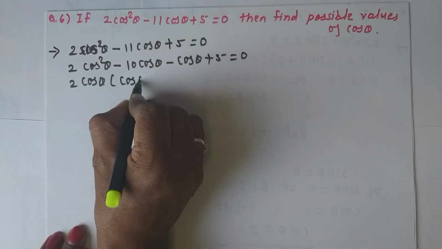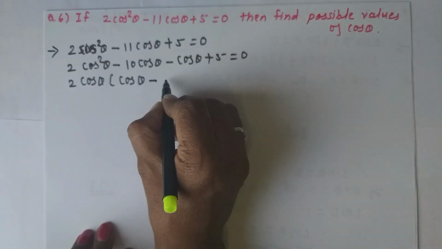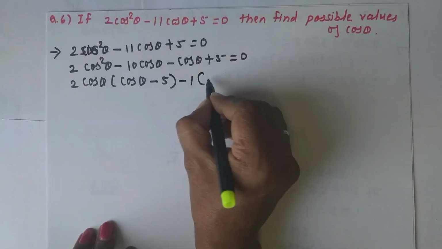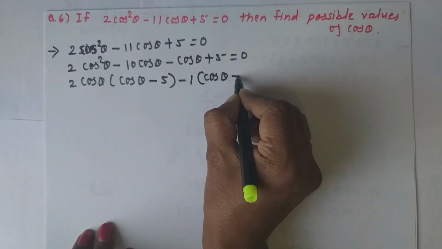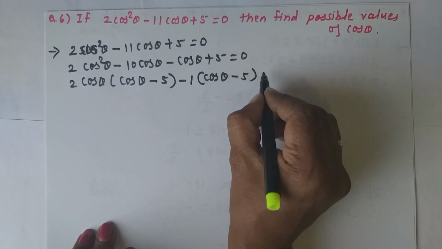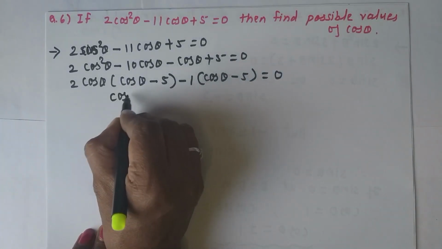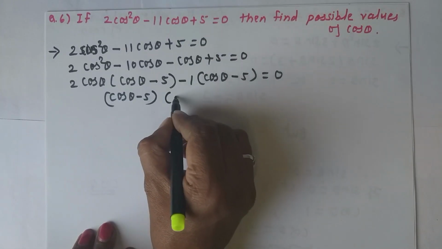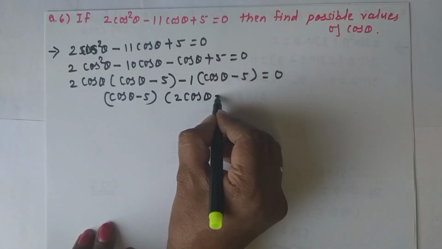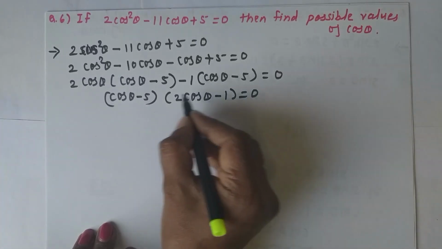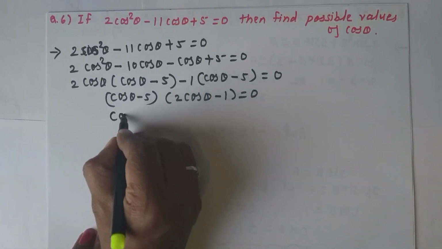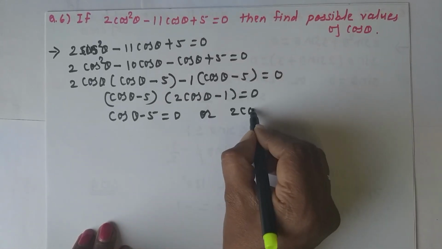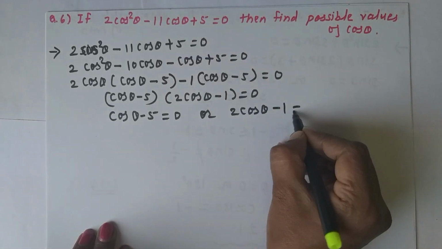Then in the bracket this will be cos theta minus 5. And from these two terms I will take minus 1 common. In the bracket it will be cos theta minus 5. Minus minus becomes plus here. Okay. Now take cos theta minus 5 common from these two terms, and in the bracket it remains 2 cos theta minus 1 is equal to 0. Now product of these two is 0, means either cos theta minus 5 will be 0 or 2 cos theta minus 1 will be 0.